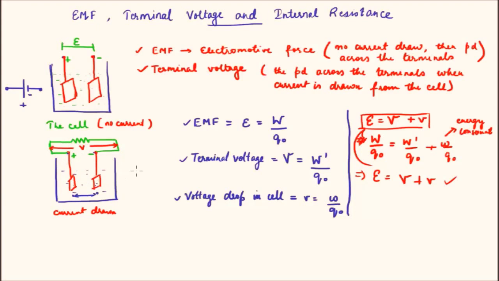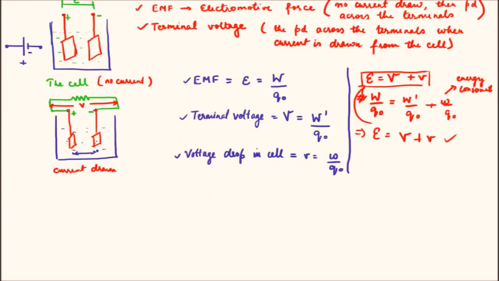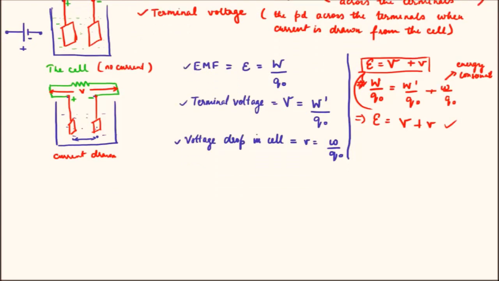Fine. So now you will say that it's okay, we understand what the EMF is, what the terminal voltage is, but why should there be a drop across the cell, a voltage drop inside the cell? That is because every battery has something which is known as internal resistance. Let's see what internal resistance of the battery is. Internal resistance.